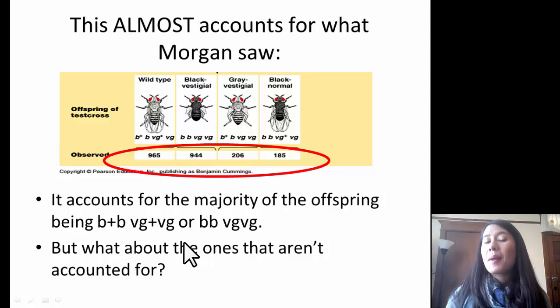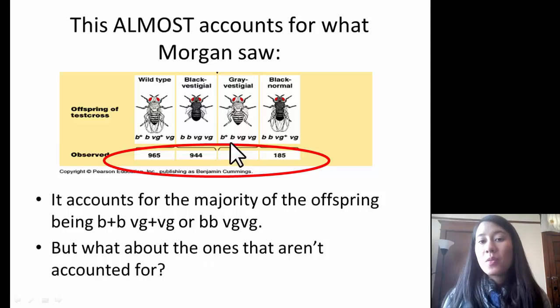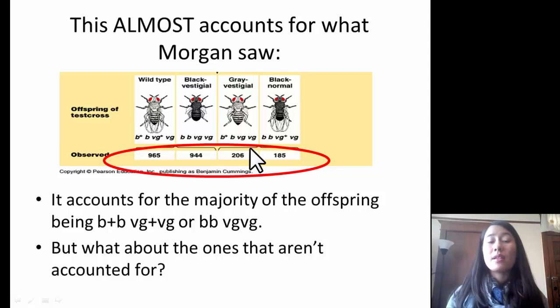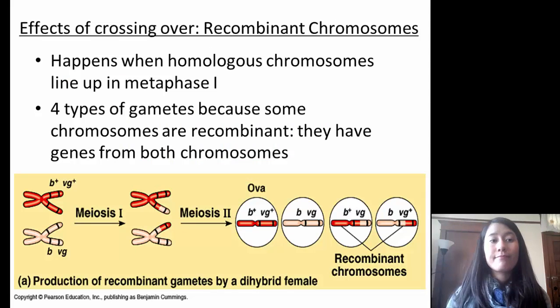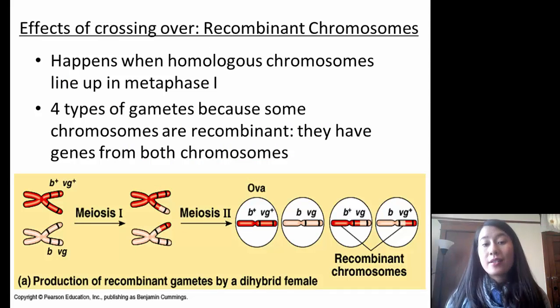But what about the ones that it didn't account for? What about these ones that ended up with 1 mutant and 1 wild type trait? This is because of the effect of crossing over. In this, we're seeing what we call recombinant chromosomes.